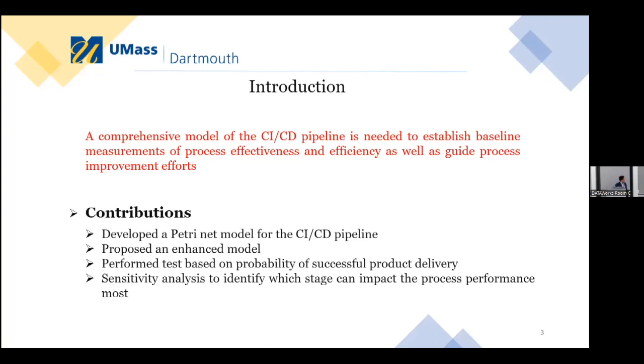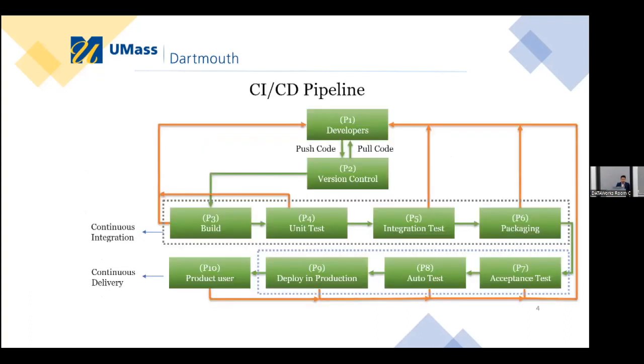In this paper, I am proposing a stochastic Petri net model for the CI/CD pipeline. Here I propose an enhanced model that outperforms the traditional CI/CD pipeline in terms of probability of successful product delivery on time. We also did a sensitivity analysis to identify which stage can impact the overall performance of the CI/CD.